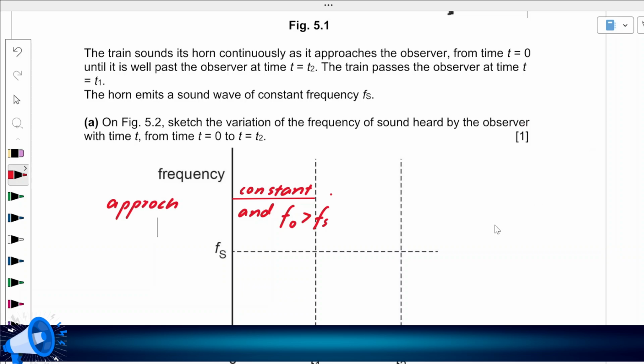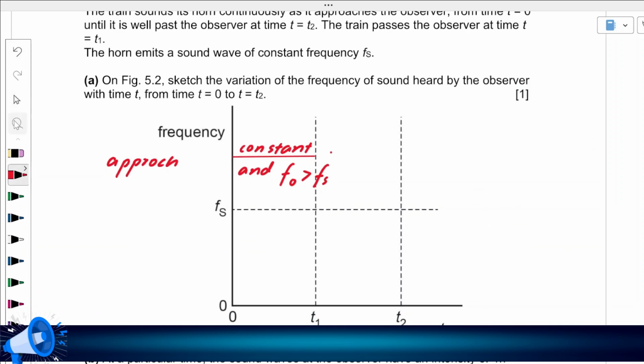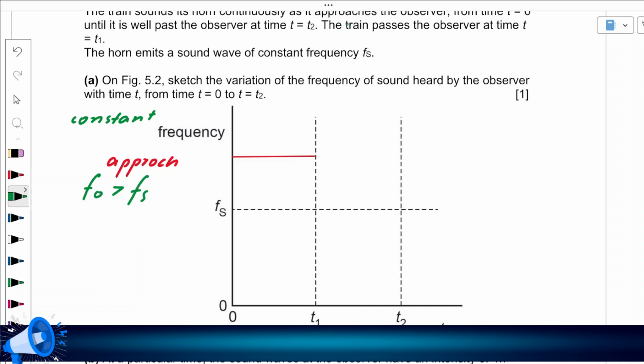And when the train moves away from the observer, I should write this one, away from the observer. You never know, the students might think this is a part of the answer. So the frequency has to be constant, and when the train is approaching, the observed frequency has to be greater than the source. What do we call this effect? The name of this effect is the Doppler effect.